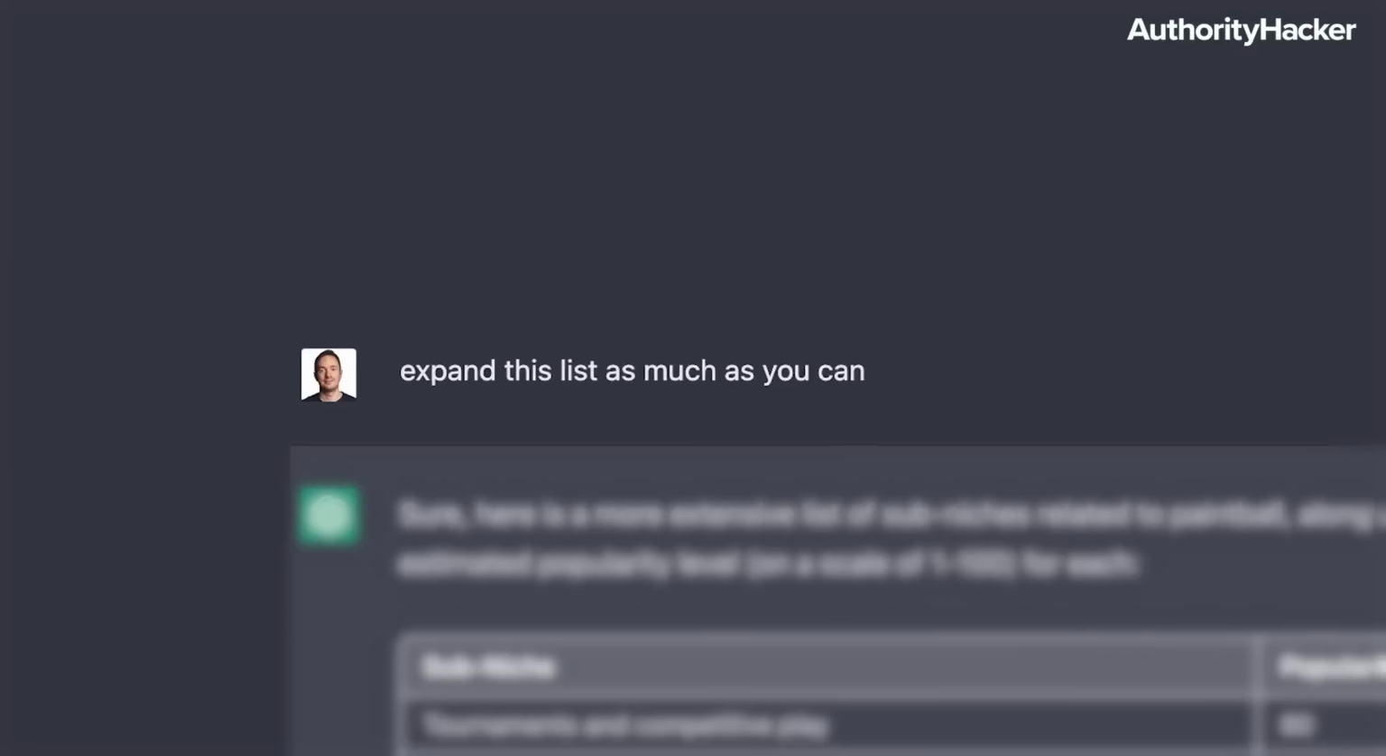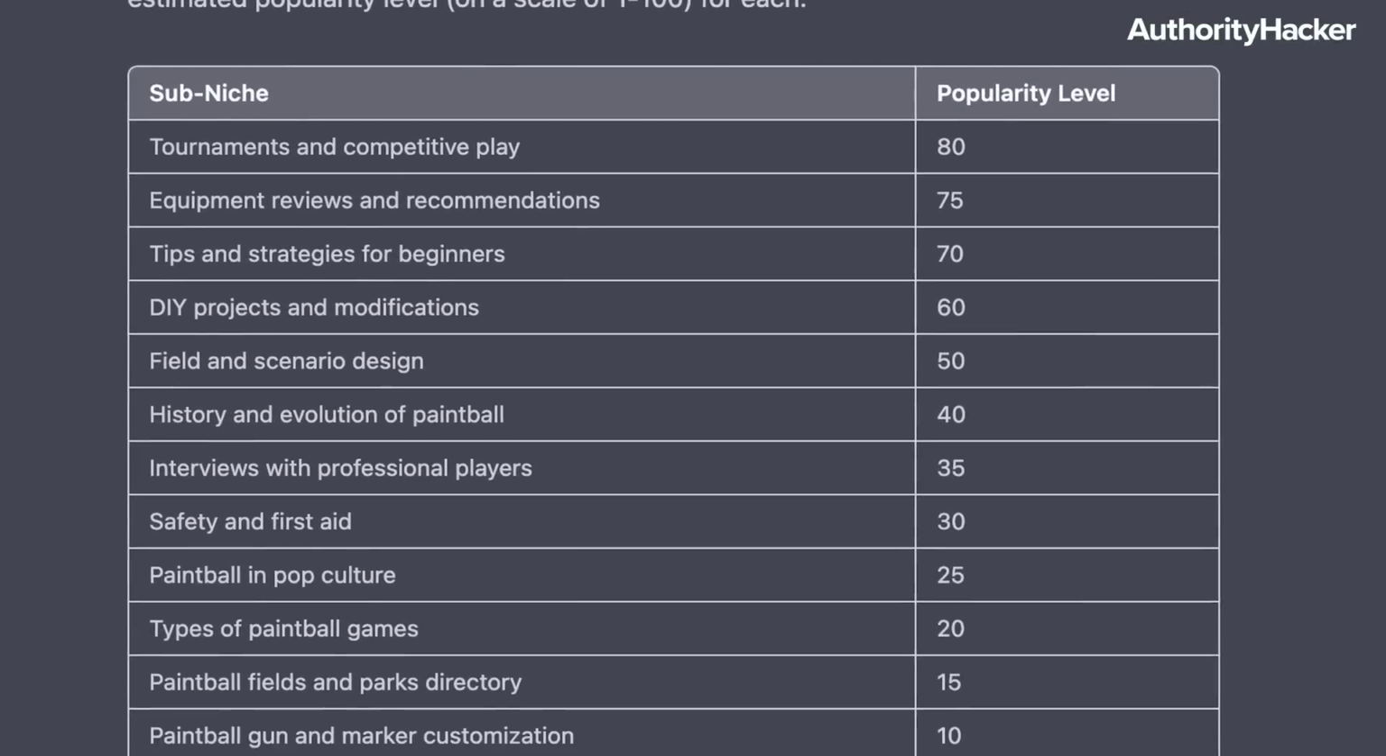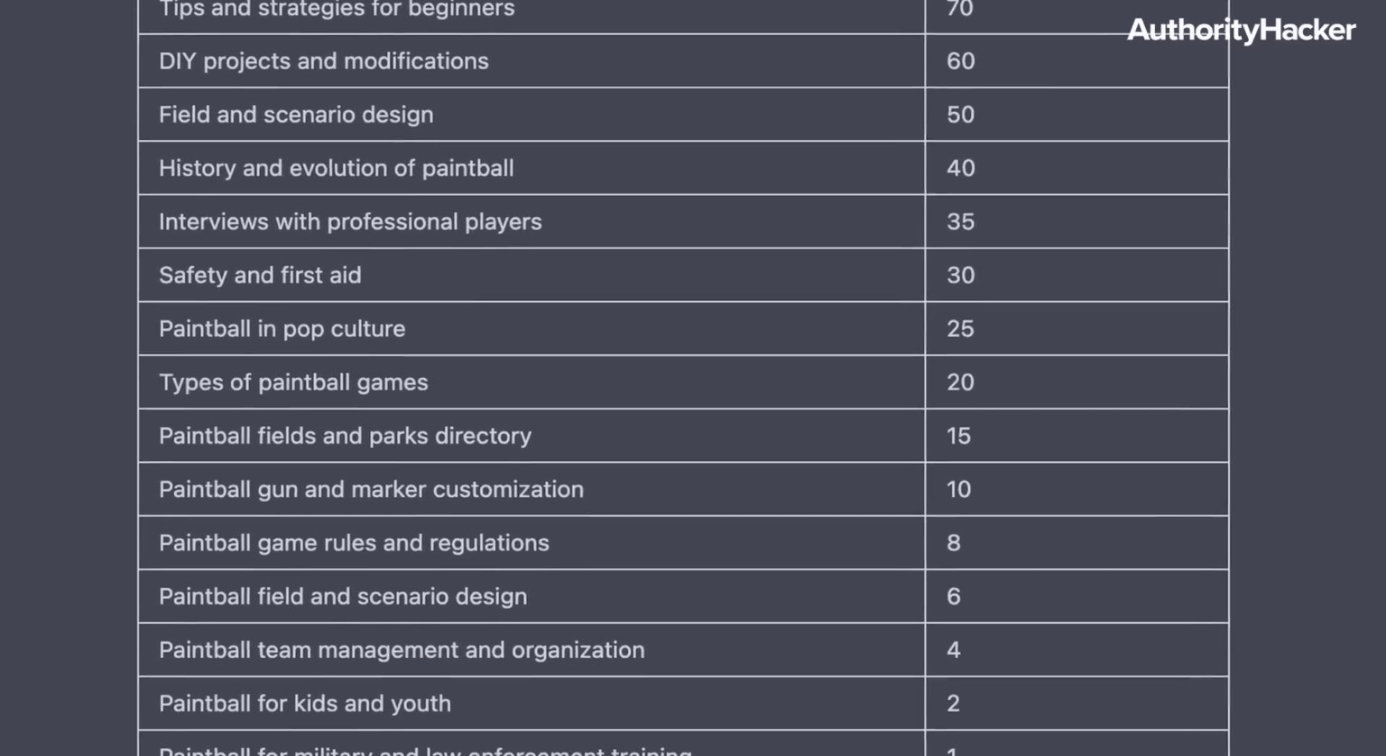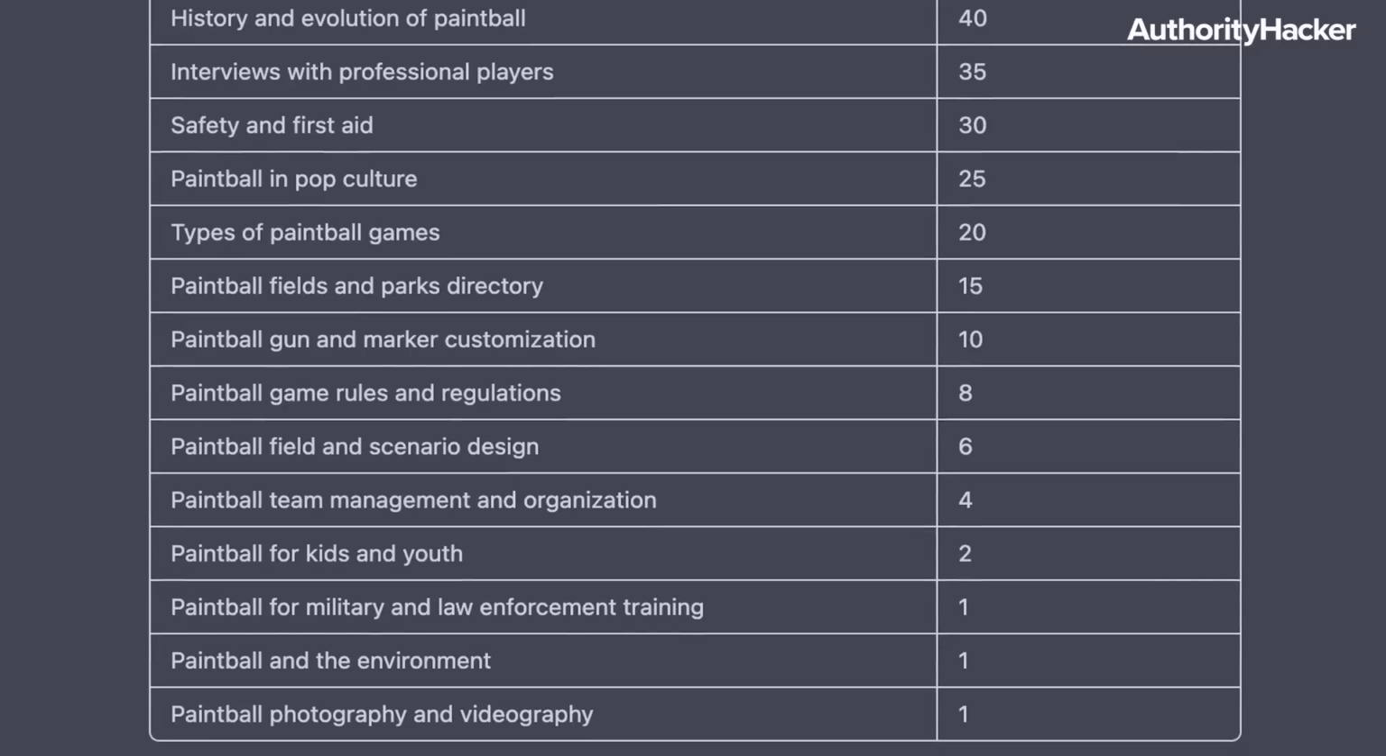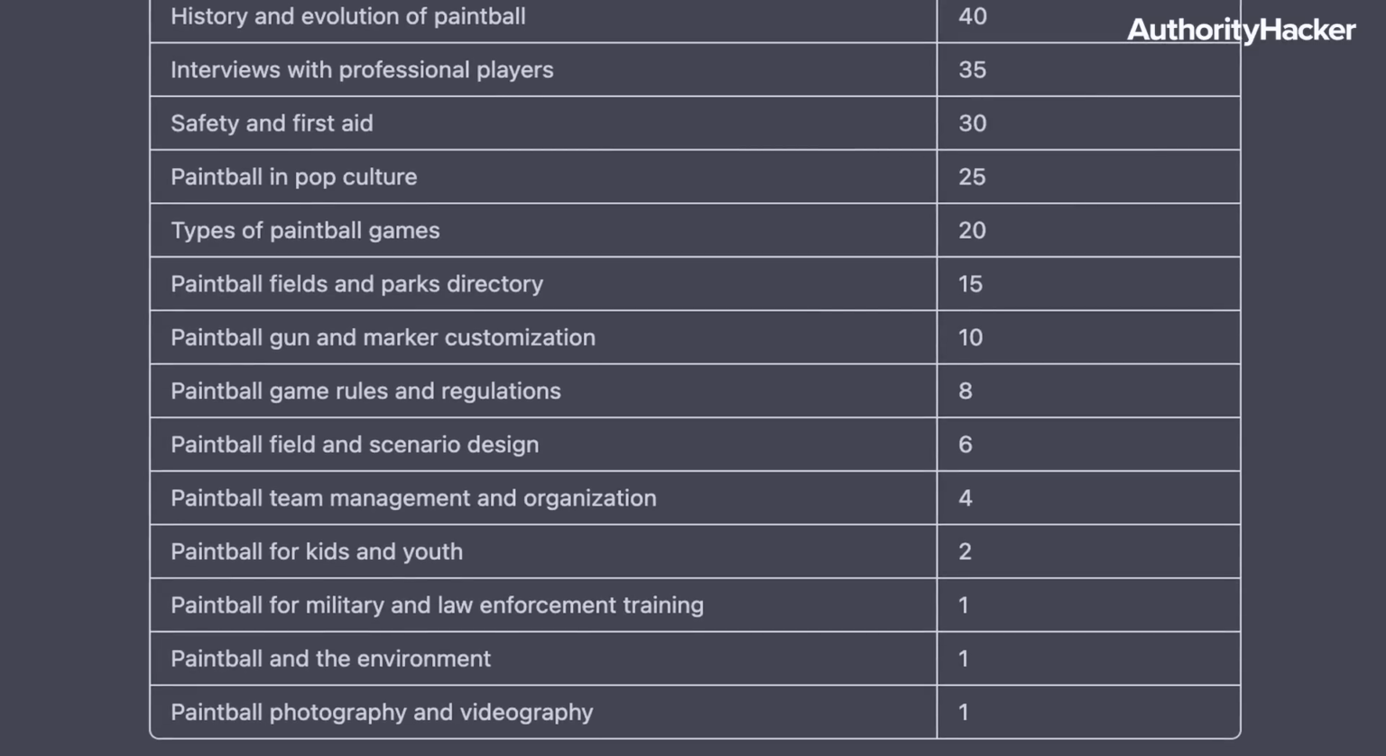And then the next prompt, I said, expand this list as much as you can. It keeps going until very, very niche topics like paintball for military and law enforcement training, or paintball photography and videography, or paintball rules and regulations, the very, very low topics. But still, it starts giving me ideas of where I can dig. Like, oh, really? They're using paintballs in the military to train. Which makes sense, actually, because you can see where you shot people, so you can analyze how good of a shooter they were. That was interesting, and that was just my first prompt.